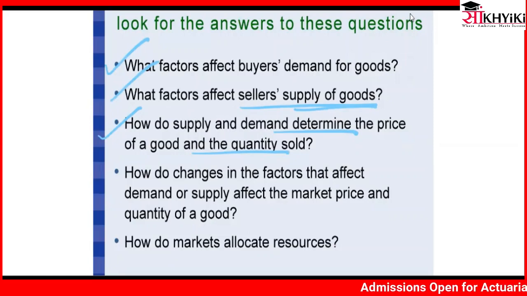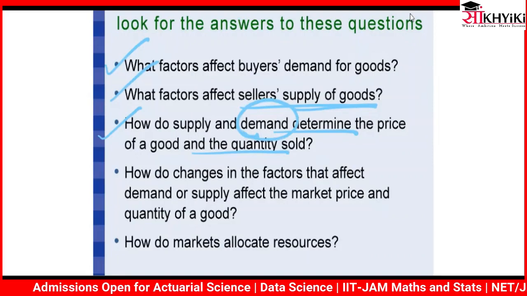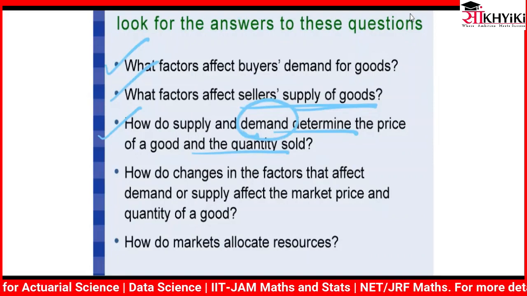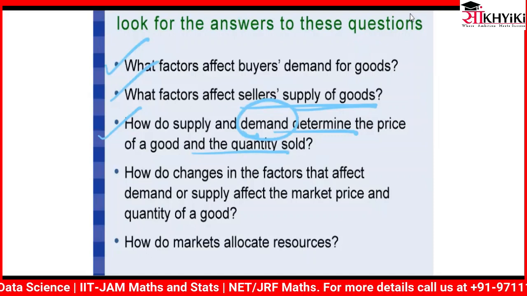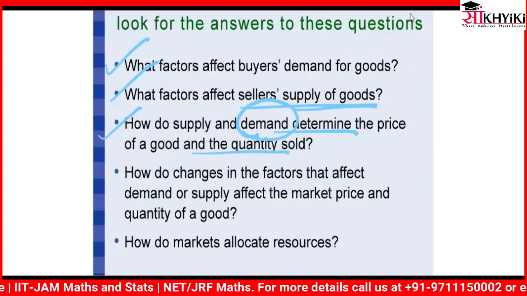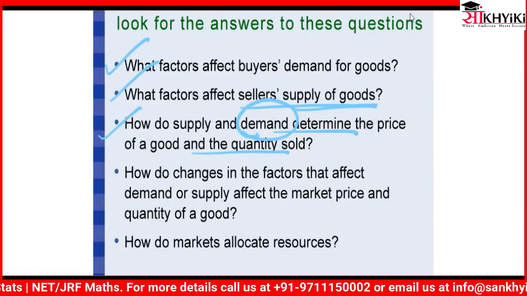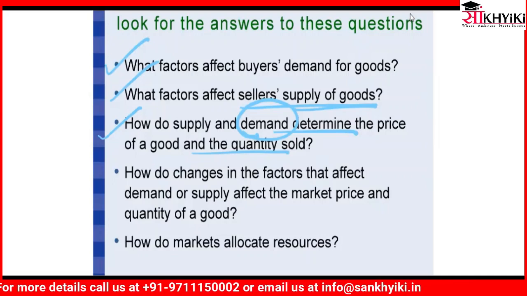How do changes in factors that affect demand or supply affect market price? Which means, if some factor affects my demand, for example, because COVID-19 is there, we are saying that the demand of sanitizers has increased. So there is one factor in place. There is a change in taste and preferences of people. There is a situation in the economy which has led to an increase in the demand of certain goods.